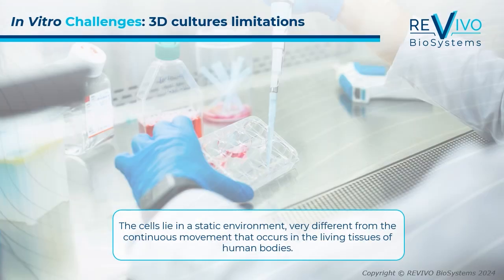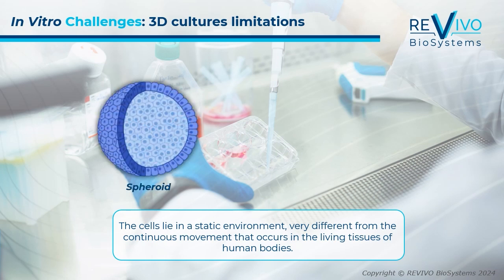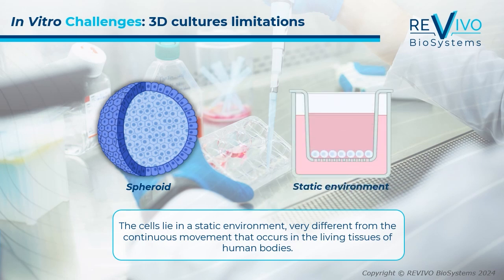To overcome some limitations, scientists have turned towards spheroids and 3D cell culture for their studies. More complex 3D cell cultures involve the use of cells in a gel or scaffold that acts like the natural support structure found in living tissues. Under the right conditions, these cells can grow, arrange themselves, and communicate with each other. The limitation with 3D cell cultures is that the cells lie in a static environment, very different from the continuous movement and dynamic supply of nutrients that occur in the living tissues of the human body.